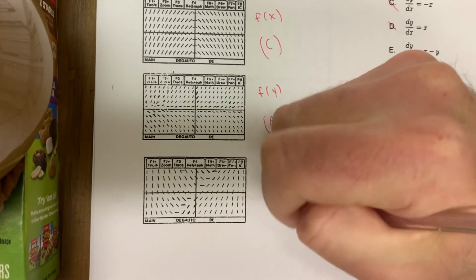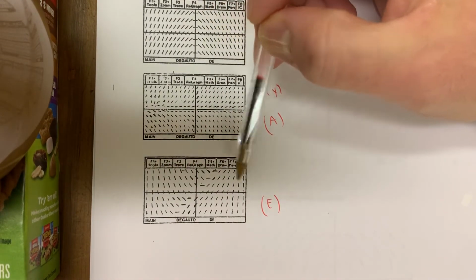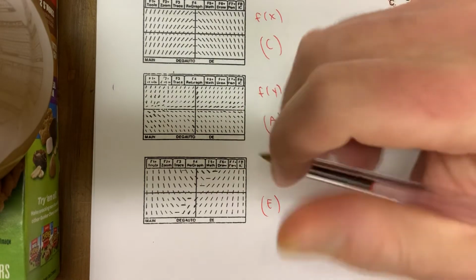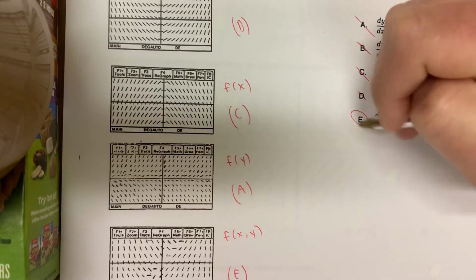Process of elimination means we know this guy is e, and you'll see you don't have the same slope in a horizontal line. You don't have the same slope in a vertical line. So this derivative is dependent upon x and y, which is why it's got to be e right here.